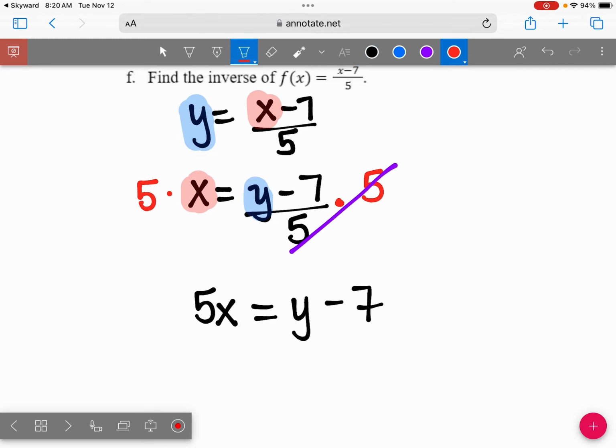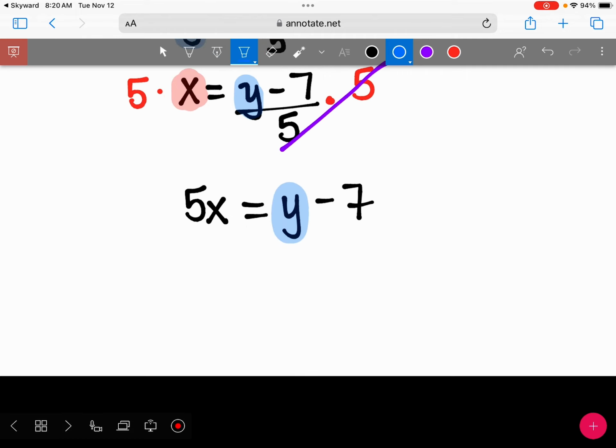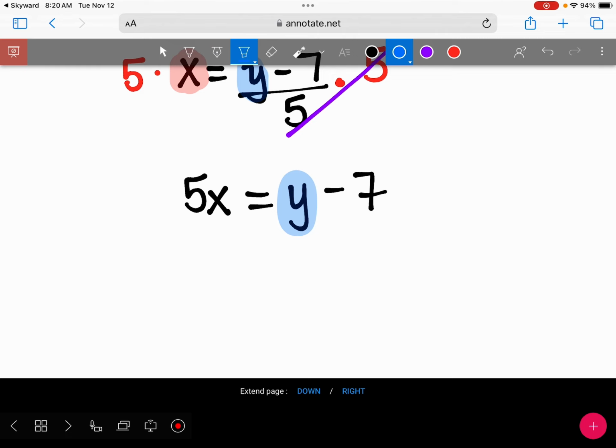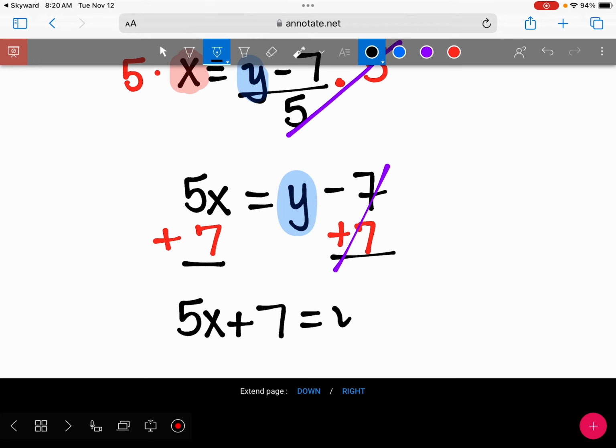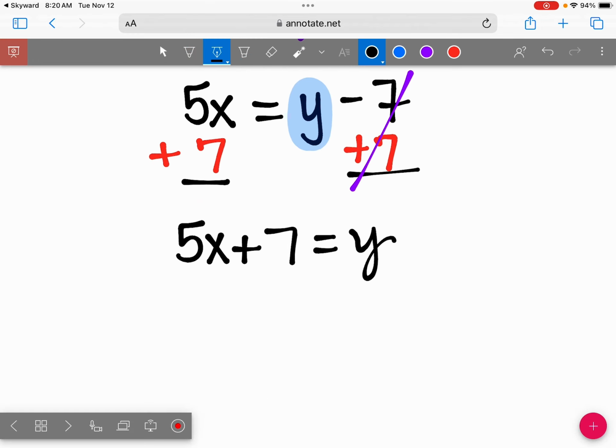So now we're almost finished. We got to get that y by itself. So we got to get rid of that minus 7. How do we get rid of the minus 7? What's the opposite of subtracting 7? Addition. Adding 7. So let's add 7. So we have 5x plus 7 equals y. And now I'm going to write that in inverse notation, my inverse function.